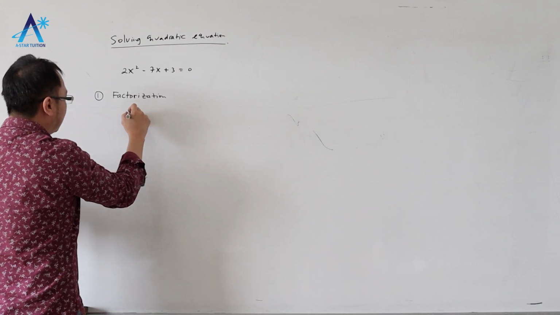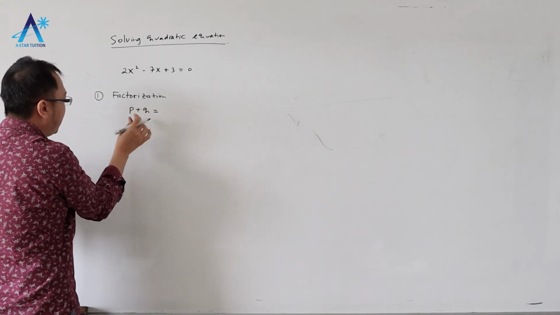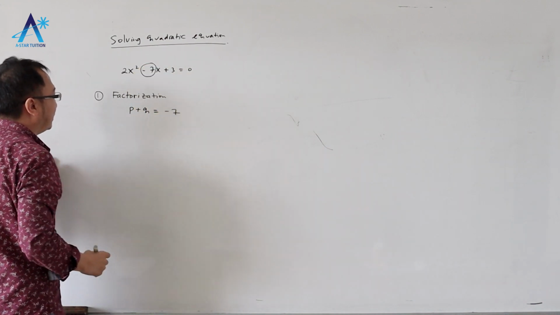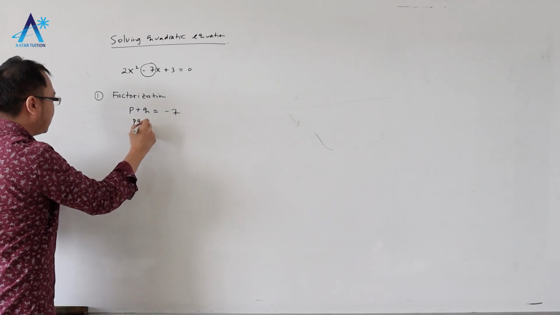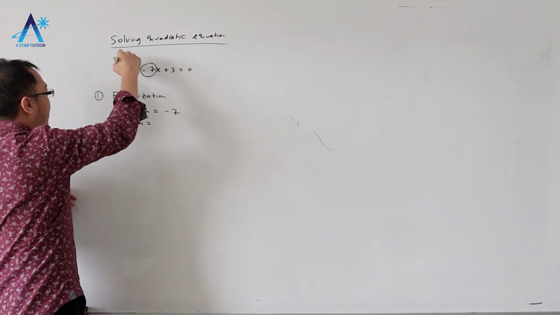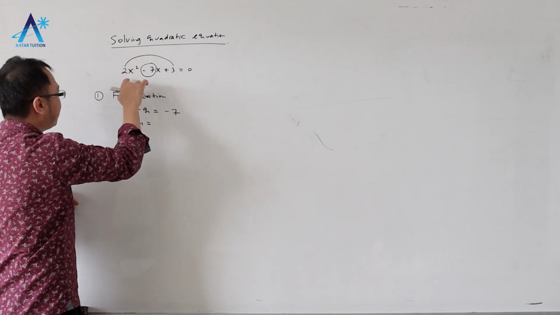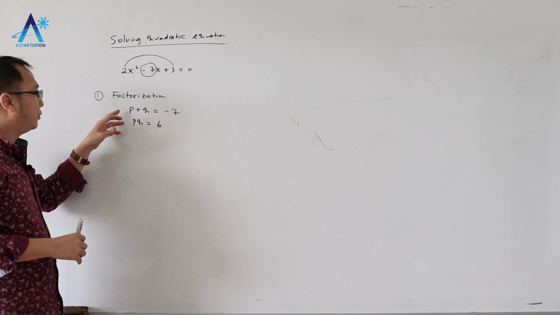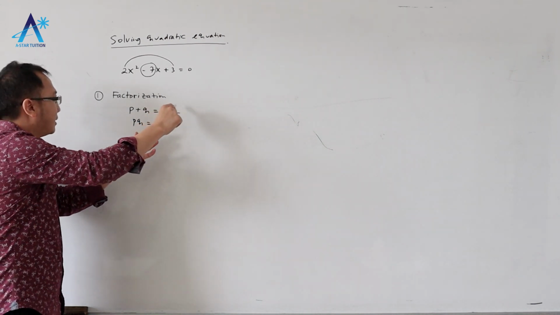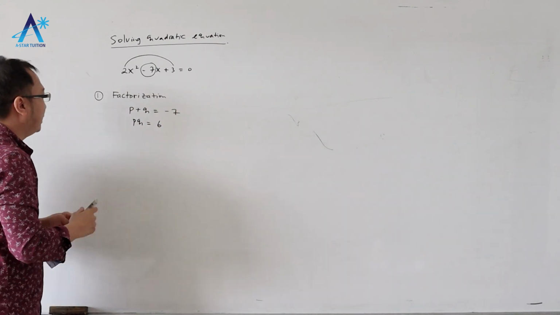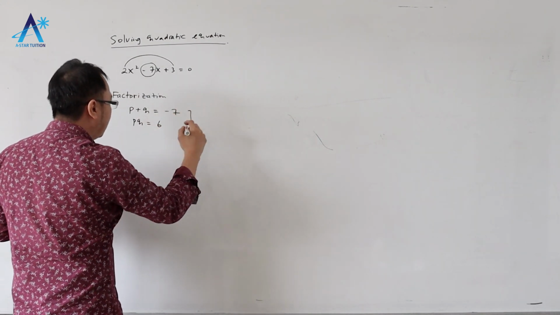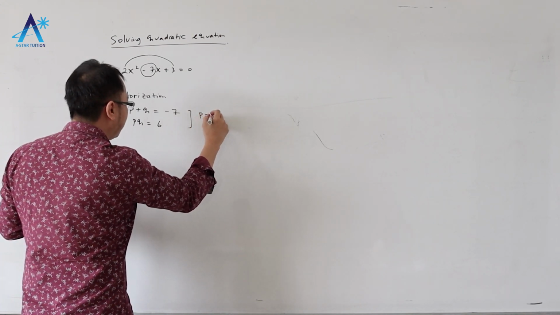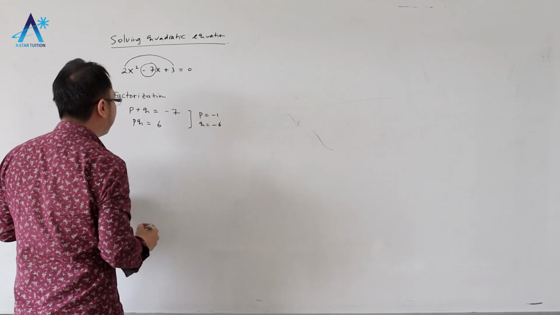You need to find two numbers in which the sum is equal to this one, which is negative 7, while the product is equal to the product of these two, 2 times 3, which is equal to 6. So we need to figure out those two numbers that satisfy the following conditions. It's not difficult for us to just come up with negative 1 as well as negative 6 for those two numbers.